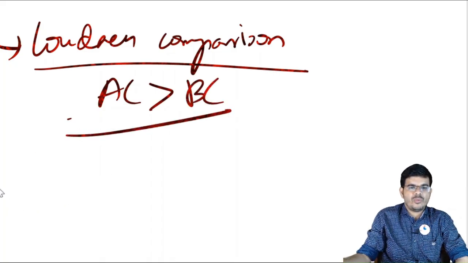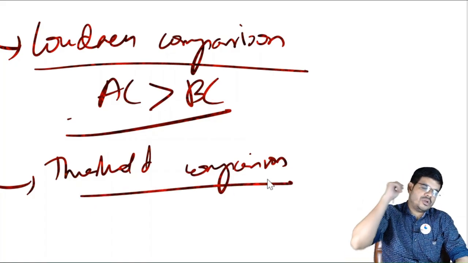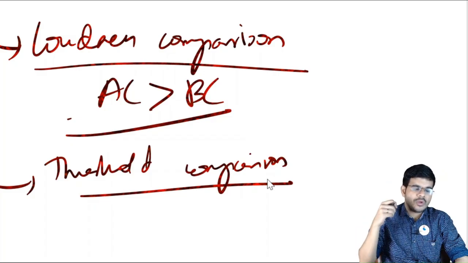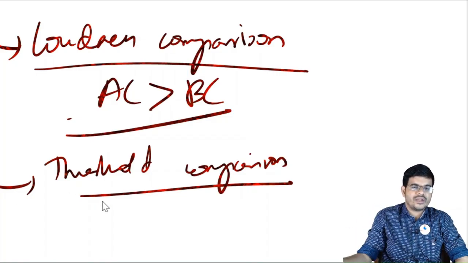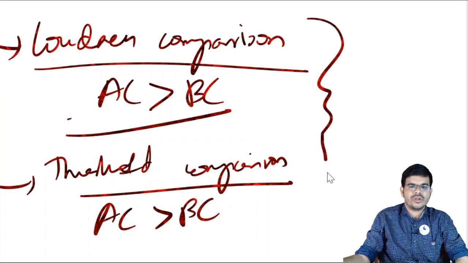And how is the threshold comparison test done? In the threshold comparison test, you keep the tuning fork on the mastoid first, and when the patient stops hearing, you keep it in front of the external auditory canal. If he is still able to hear for some more time, that means his air conduction is more than bone conduction. Otherwise it is bone conduction more than air conduction. So this is how Rinne's test is done.